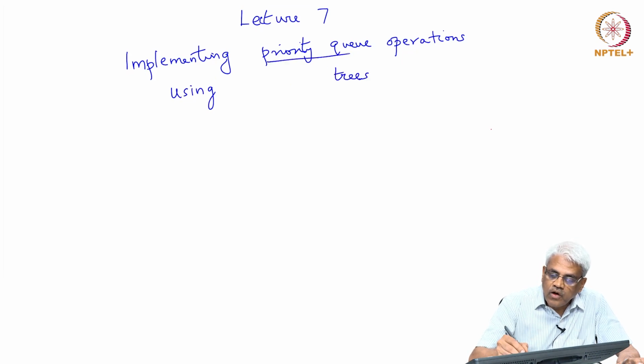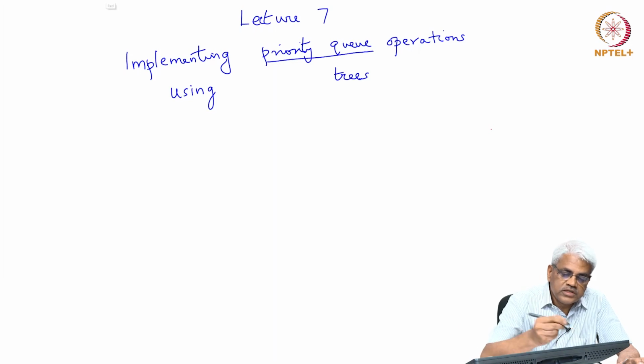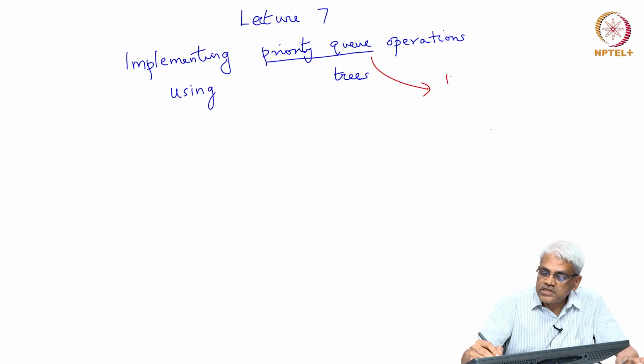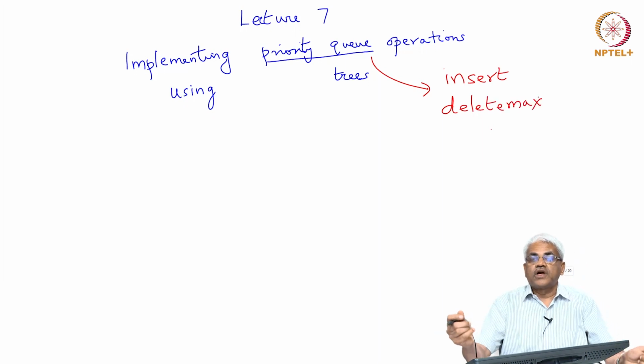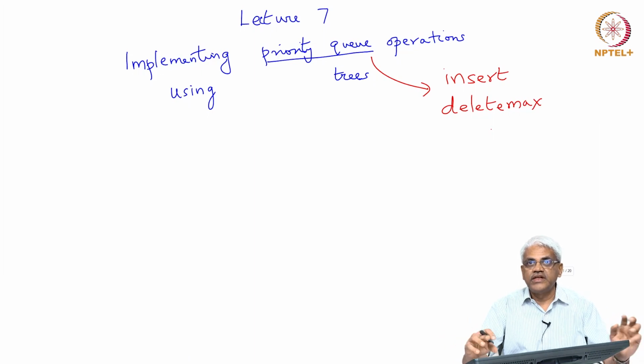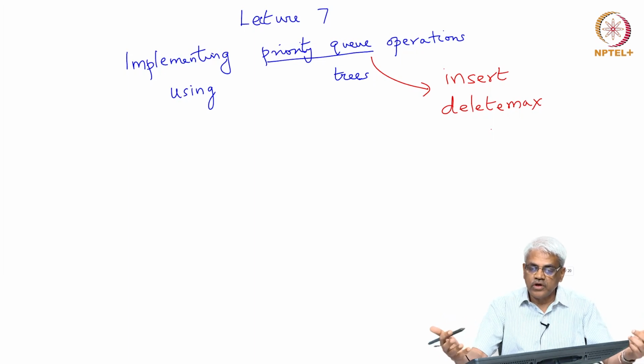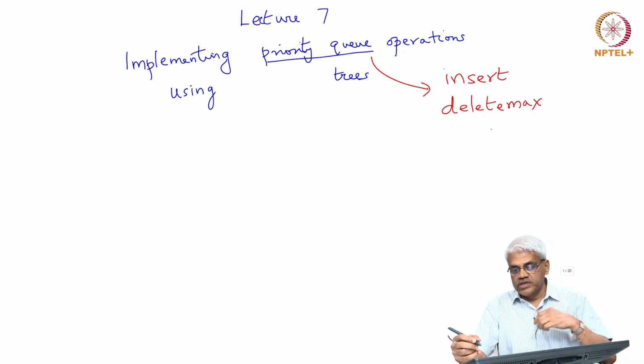Okay, and I recall what are priority queue operations. These are insert and delete max. Essentially, it's like a queue. New objects are coming, but with priorities, some numbers associated with each object. And at any point of time, we want to delete the maximum priority element and service it to a CPU or to a printer or something.